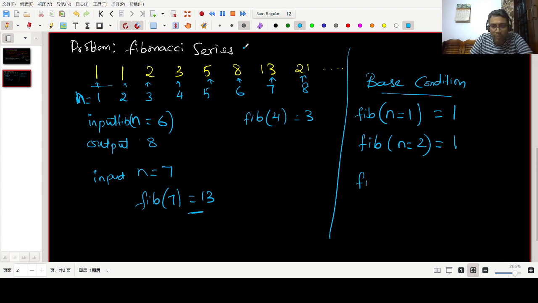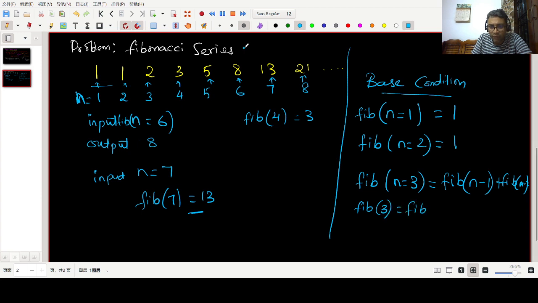Now, if I want to pass 3, fib of n equals 3, then what should I get? I should add the previous two numbers, that is fib of n minus 1 and fib of n minus 2. That can be simplified as fib of 2 plus fib of 1, right? So you have already found fib of 3. This is 1 plus 1, which is 2, so it will return 2, right?